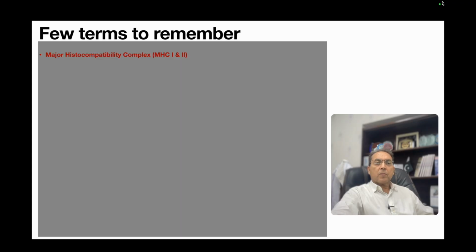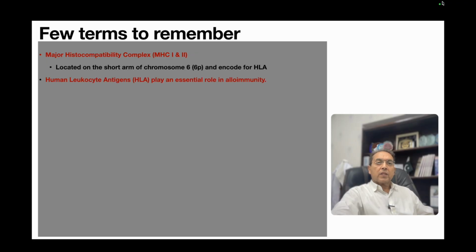Now, before we go to the bone marrow, we actually need to remember a few terms. One is major histocompatibility complex. This is class 1 and class 2. These are a group of genes present on the short arm of chromosome number 6, which generate HLA, that is human leukocyte antigens. Now, what are human leukocyte antigens? These are proteins which are present on the surface of the cells, and they play an essential role in alloimmunity.